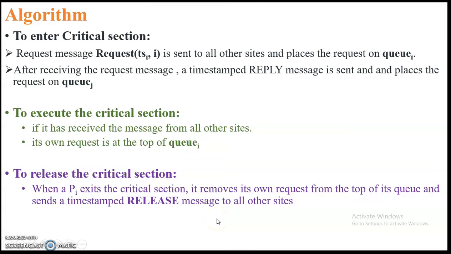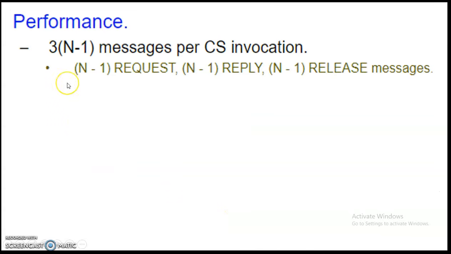So this was the algorithm, and the performance of Lamport's mutual exclusion is 3n-1 messages per critical section invocation, which means n-1 request, n-1 reply and n-1 release messages. So that is why 3n-1 messages per CS invocation. Why so? If I want to invoke one critical section, n is the number of processes. How many processes are involved in our illustration? 3. So 3 minus 1 is 2. So for each critical section, 2 requests, 2 replies and 2 release messages.